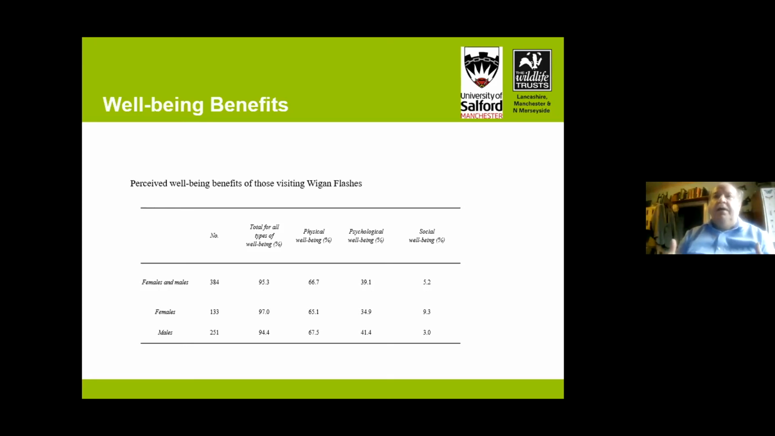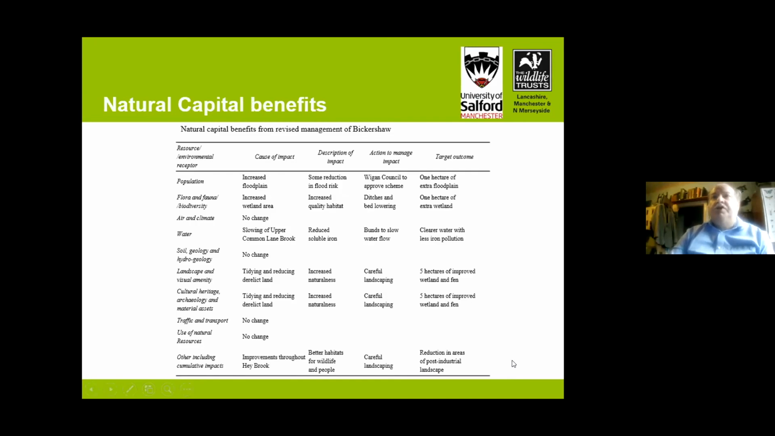As you can tell from Bickershaw, where it went from 10,000 to 60,000 in like 3 years. So really good numbers of population, flora and fauna improvements. So there's been some really good pieces of work there to show what is causing these ecosystem service changes.